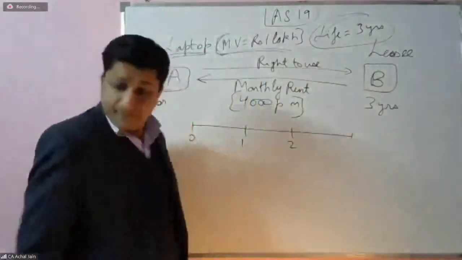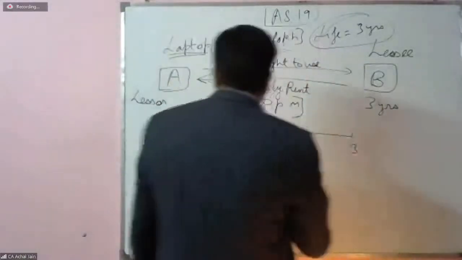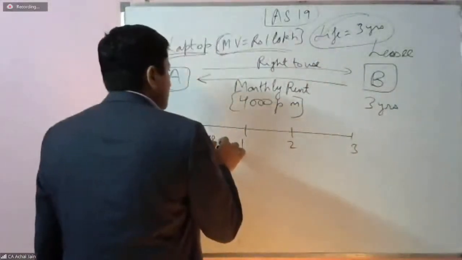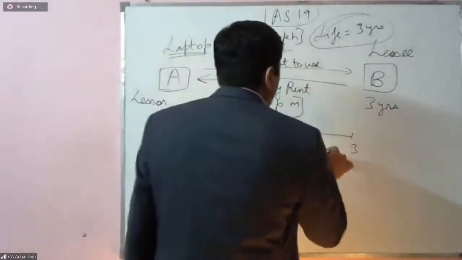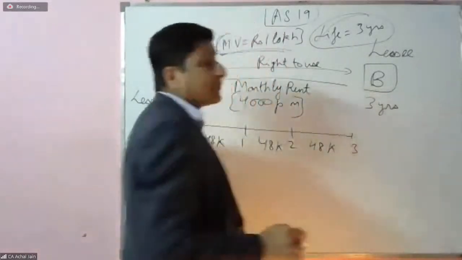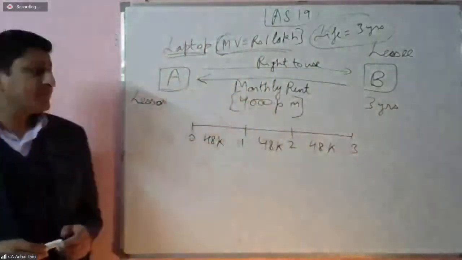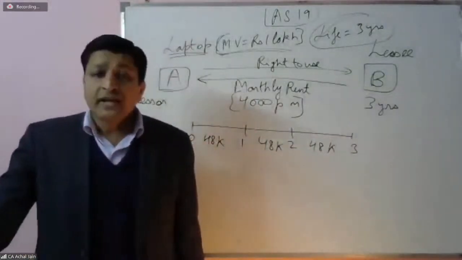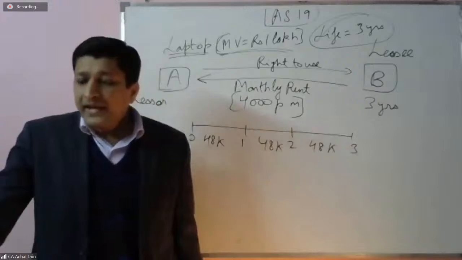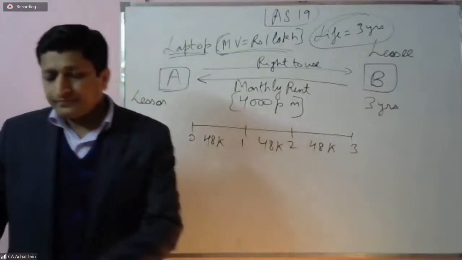Yes, quickly. Over a period of 3 years, what will happen? 48,000 will be paid in first year, 48,000 will be paid in second year, 48,000 will be paid in third year. So what is the total amount which B will pay to A?